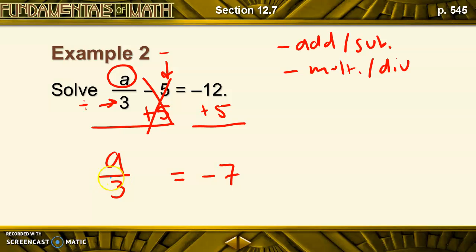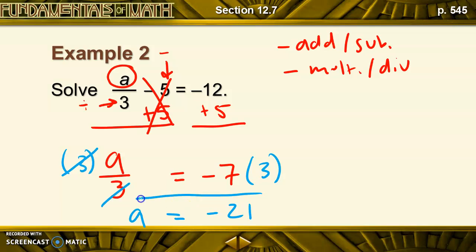So I have a divided by 3. What's the opposite of dividing by 3? Multiplying. And because this is math and math is fair, I have to go ahead and multiply both sides by 3. These guys cancel out. I'm left with a is equal to -21.